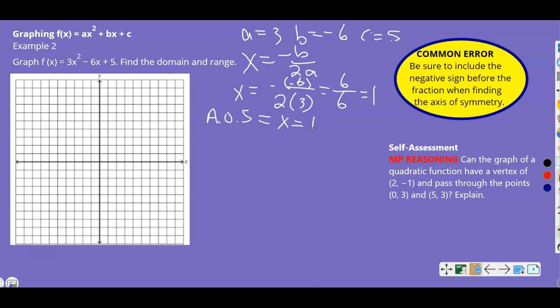All right, and I can take x, plug it into my function, and find the y value. So y equals 3 times 1 squared minus 6 times 1 plus 5. Again, remember, always do order of operations. 1 squared is 1. 1 times 3 is 3. Minus 6. Negative 6 times 1 is negative 6. And then plus 5. So y equals 3 minus 6 is negative 3. Negative 3 plus 5 is 2. So my vertex is going to be 1, 2.